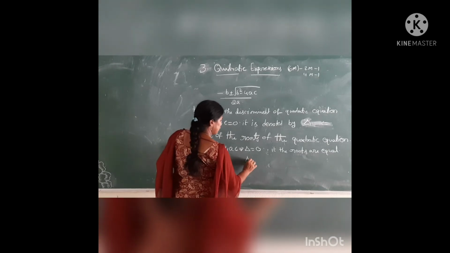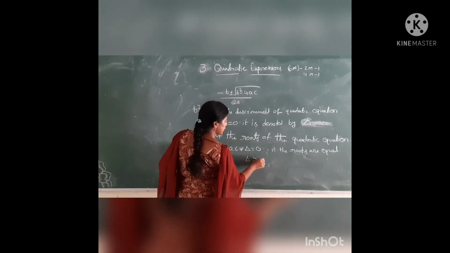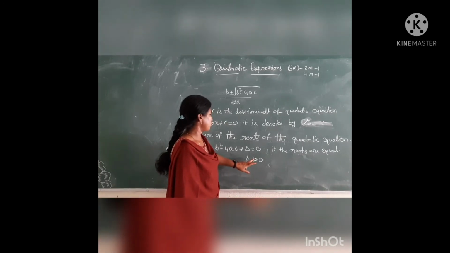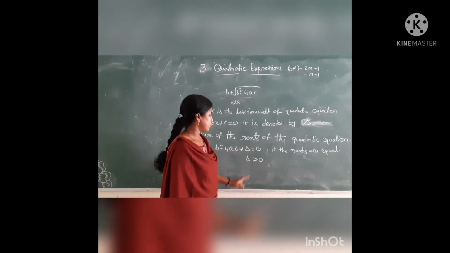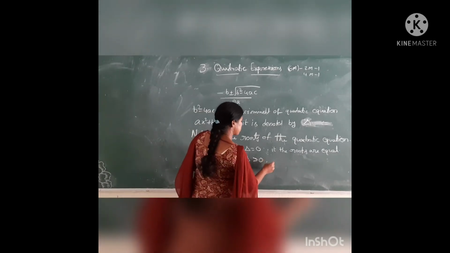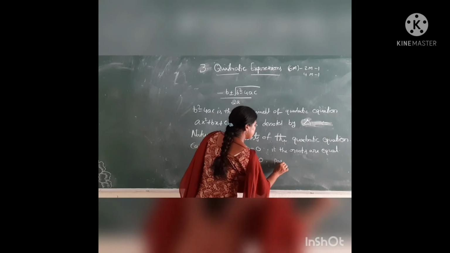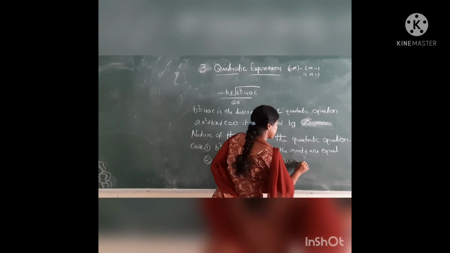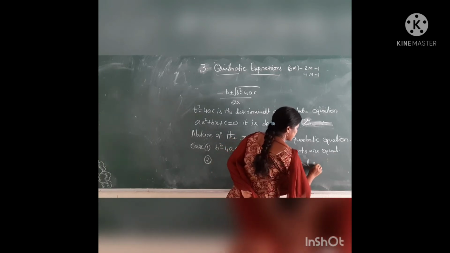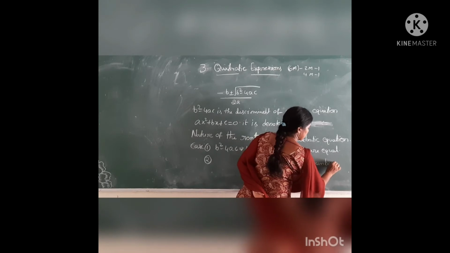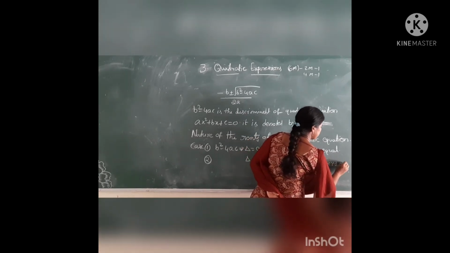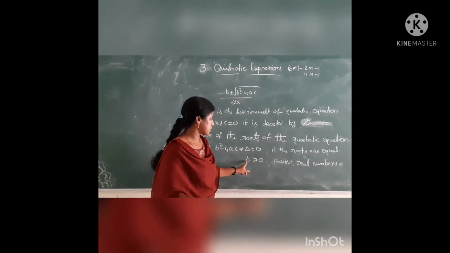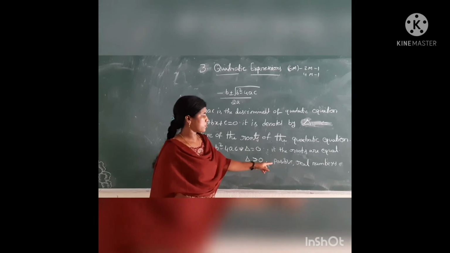And next, case 2, the second condition: delta is greater than 0. Greater than 0 means what? Delta value should be more than 0. So we get positive values, positive and real numbers. Real numbers are distinct numbers. Okay, see here, delta is equal to 0. The second condition is delta is greater than 0, that is positive and real numbers.